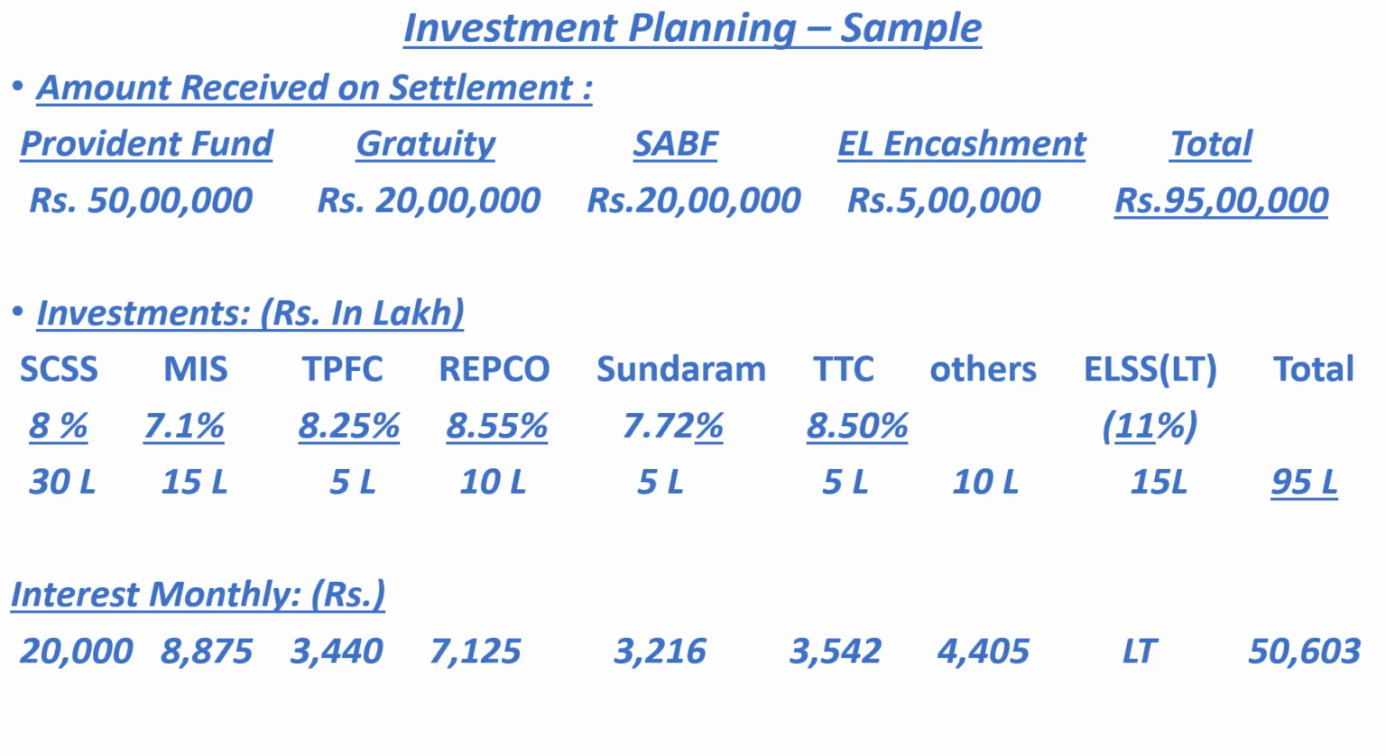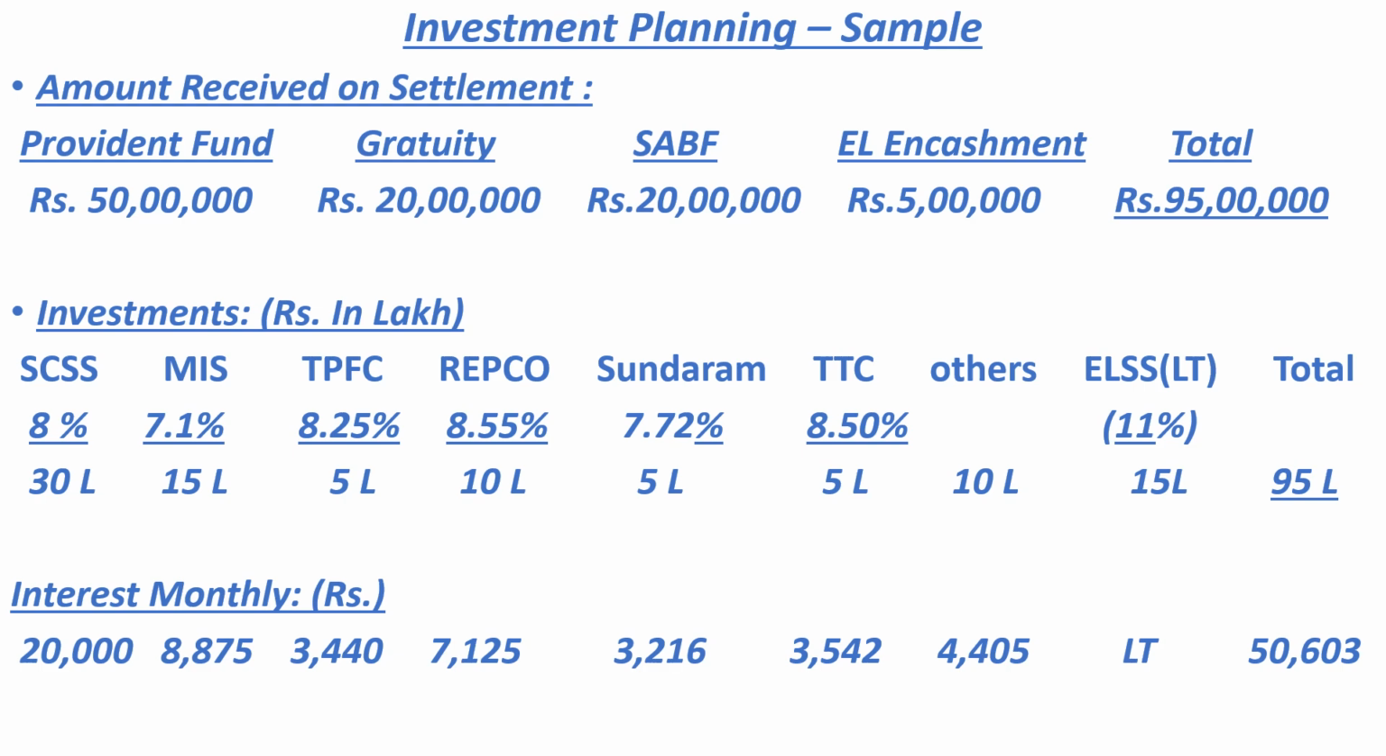The amount received on settlement by a retiree from Provident Fund is 50 lakhs, Gratuity 20 lakhs, Superannuation Benefit Fund 20 lakhs, Earned Leave Encashment 5 lakhs. Totally he receives an amount of 95 lakhs from the employer. And he makes the investment in ACSS 30 lakhs, MIS 15 lakhs, Tamil Nadu Power Finance 5 lakhs, Bank 10 lakhs, Sundaram 5 lakhs, TTC Tamil Nadu Transport Corporation 5 lakhs, others 10 lakhs, investment in equity linked savings scheme 15 lakhs. Totally he invests the 95 lakhs which he received from the employer.